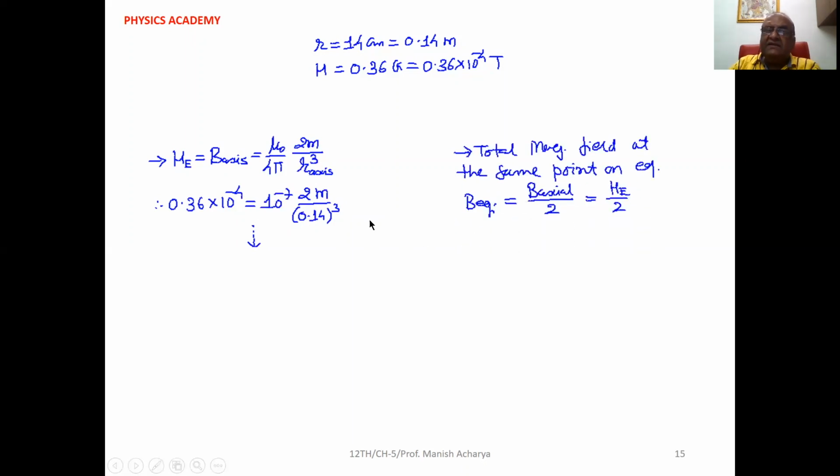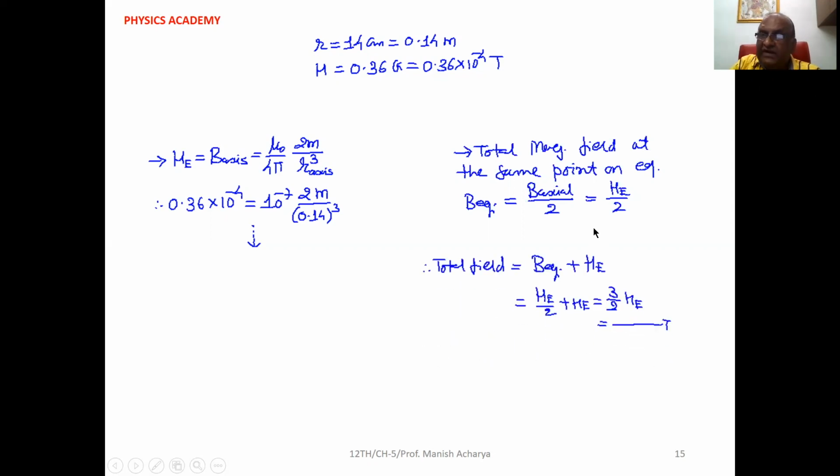Now at the same position, the magnetic field on the equator, so we know the total magnetic field at the same point on the equator. So at the equator, B equatorial is B axial by 2. This one is due to the magnet. B axial is equal to H_E, as we discussed here. So B equatorial is H_E by 2. So this is the magnetic field of the bar magnet.